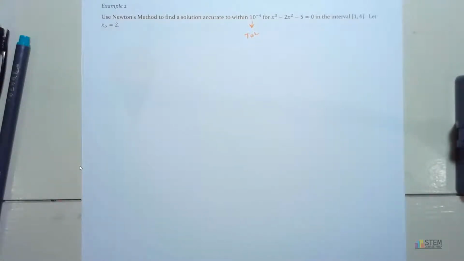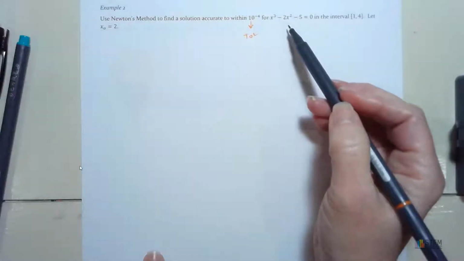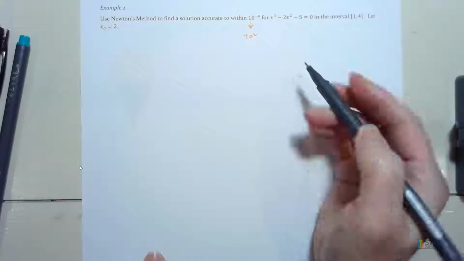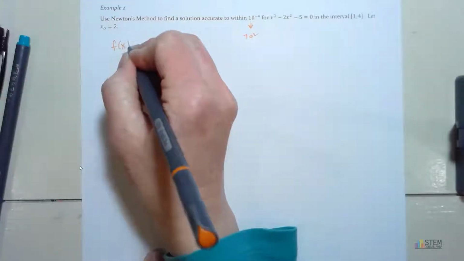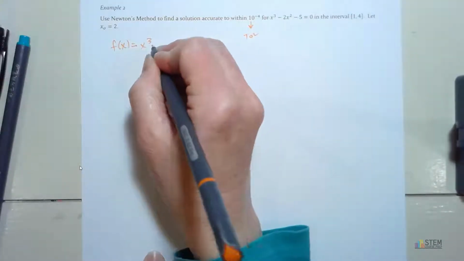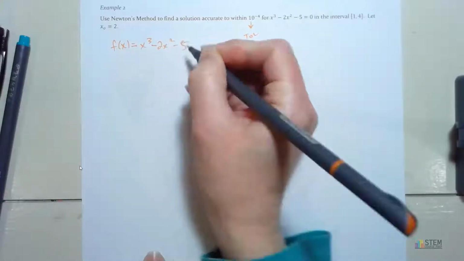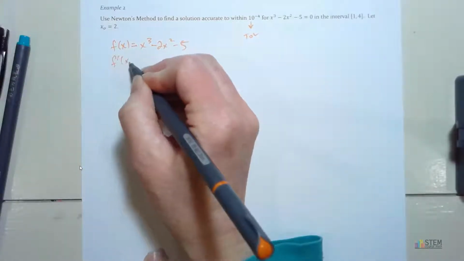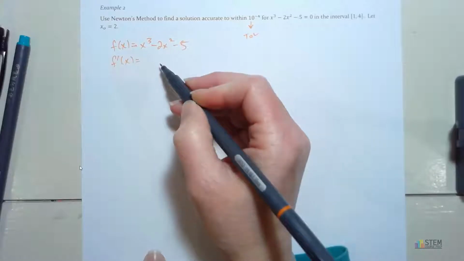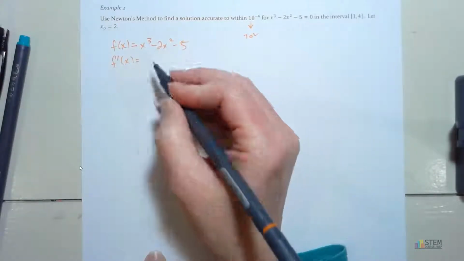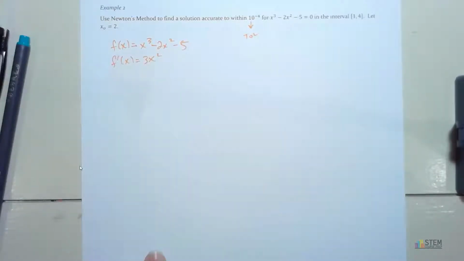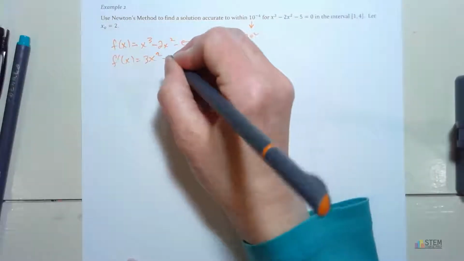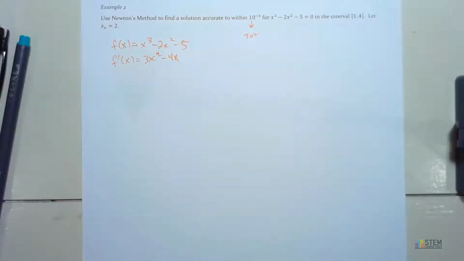All right, so that's what we've got to work with. Now, before we get started, let's go ahead and find f prime of x. This is f of x right here, so it's just that function. And then for f prime of x, we need to find the derivative of that. That's pretty easy to find. So we'll have 3x squared, and then we'll have minus 4x. All right, so there's our derivative, easy to find.